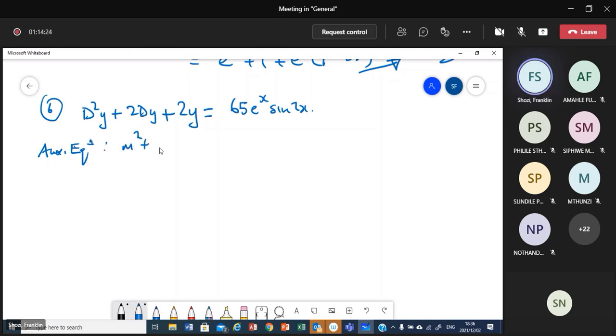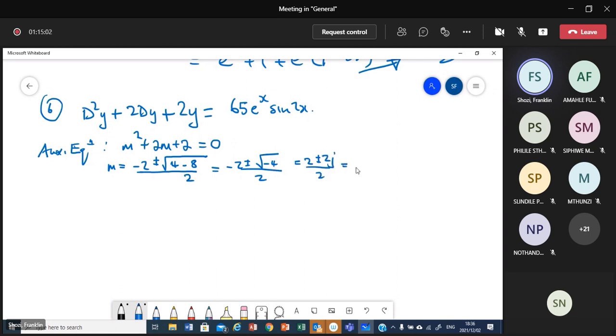The auxiliary equation is m squared plus 2m plus 2 equals 0. Solve for m. You can say there are no factors here. Use the quadratic formula. m is minus b, it's minus 2, plus or minus the root of b squared, it's 4, minus 4 times a, minus 8, all over 2. That gives us minus 2 plus or minus the square root of minus 4, over 2. That is not allowed. It's minus 2 plus or minus 2j all over 2, divide by 2, minus 1 plus or minus 1j.